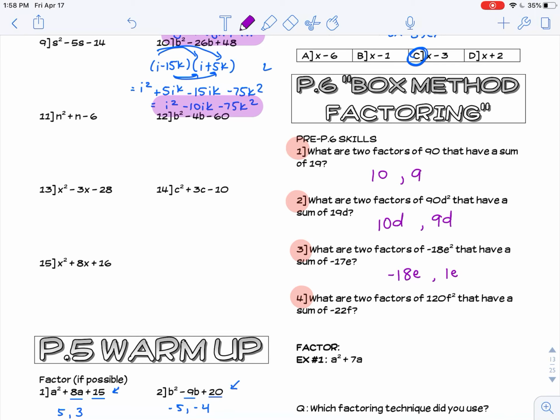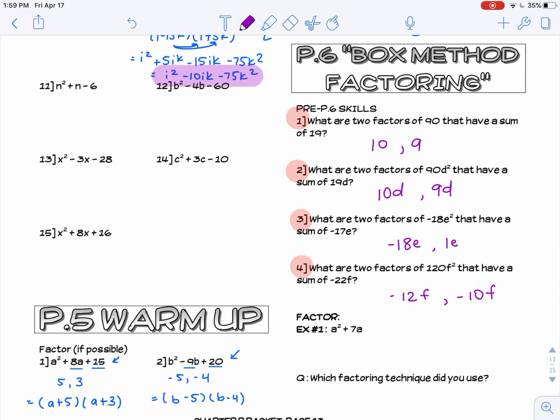Okay? And the last one, what are two factors of 120f squared that have a sum of negative 22f? This would be negative 12f and negative 10f. If you multiply those together, you get positive 120f squared. And if you add them together, you get negative 22f. Okay, so we're going to use this to help us with everything in P6.